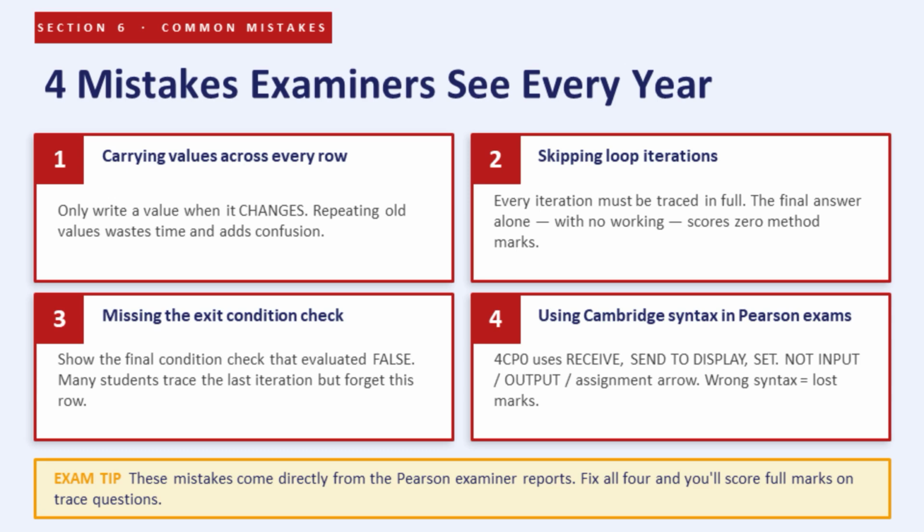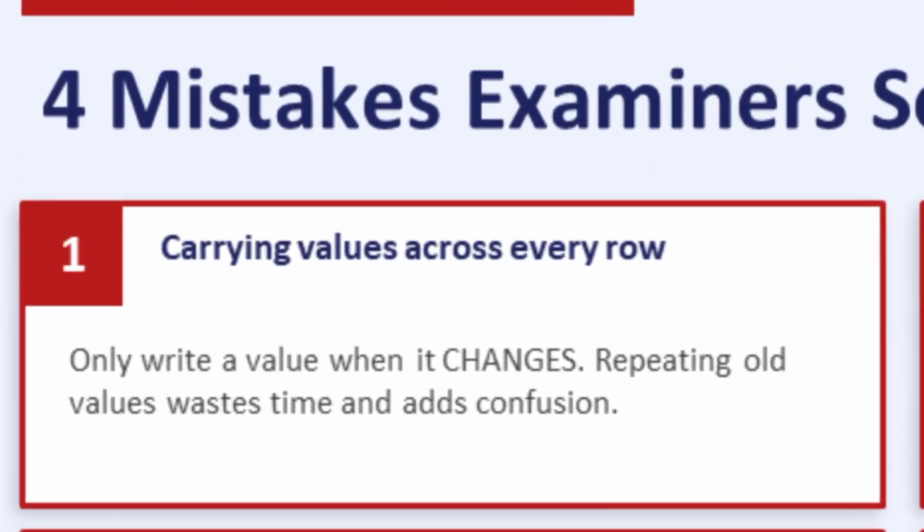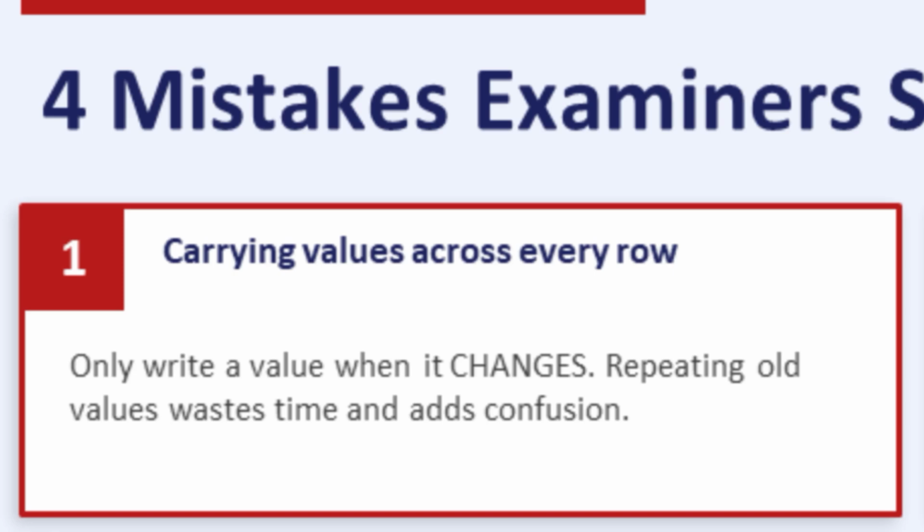Let's talk about the mistakes examiners see every year. These are from the actual Pearson examiner reports, so listen carefully. Mistake number 1, carrying values across every row. Students write the same value in every single row, even when it hasn't changed. This is wrong. Only record a value when it changes. Empty cells are perfectly correct.